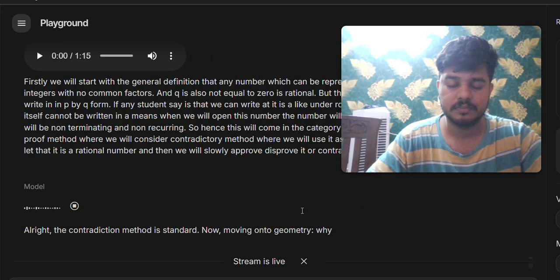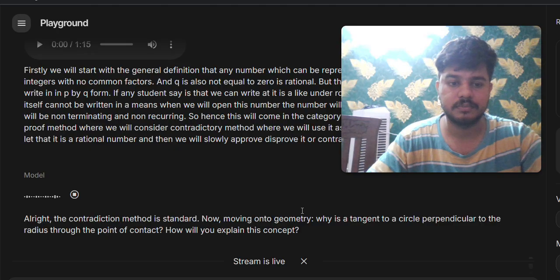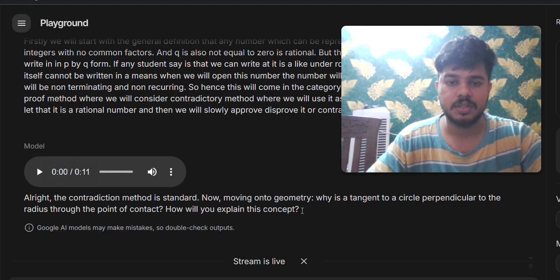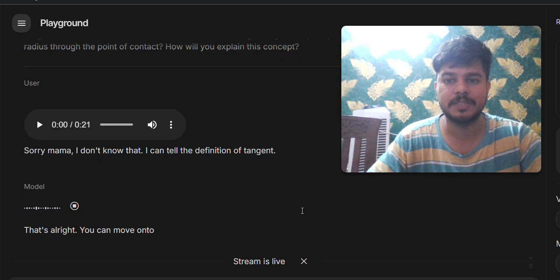Alright, the contradiction method is standard. Now, moving on to geometry. Why is a tangent to a circle perpendicular to the radius through the point of contact? How will you explain this concept? Sorry ma'am, I don't know that. I can tell the definition of tangent. If you are able to, please explain ma'am.